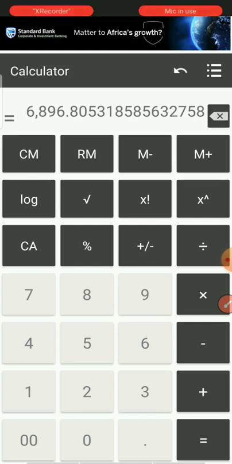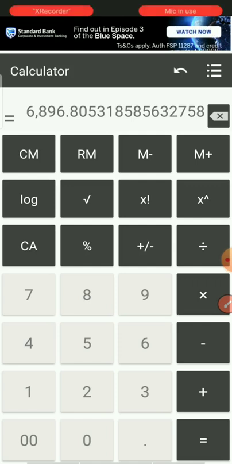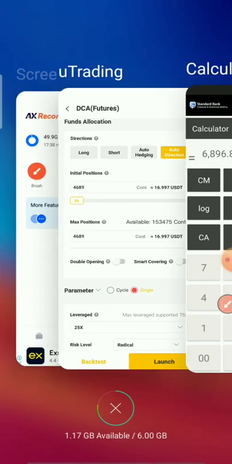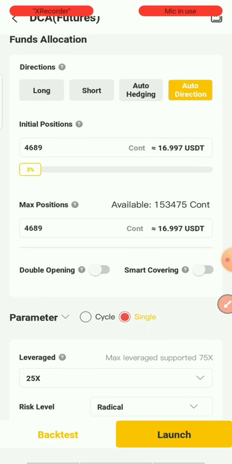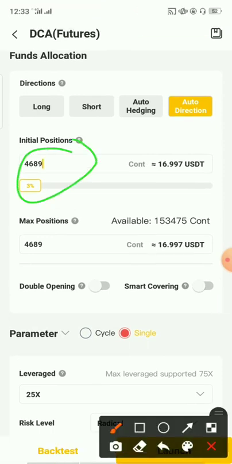So I have 6,896.8. Like I said in the first video, there is no point there, so you have to use a whole number. This is 6,896. So we're going to go back right now and fix this place, and turn it to 6,896.